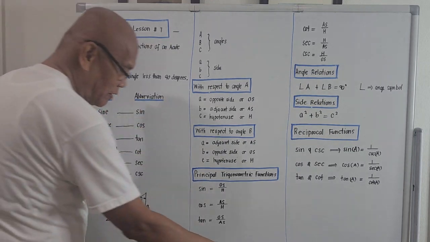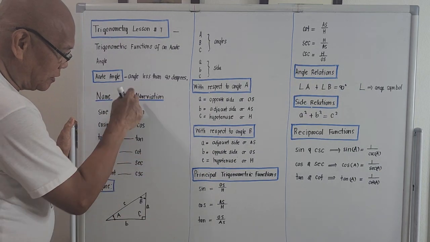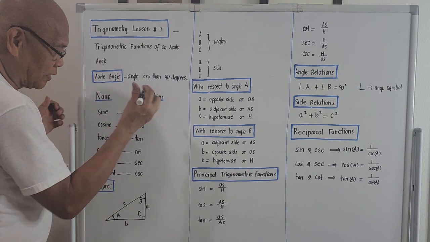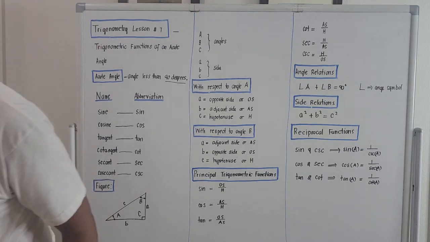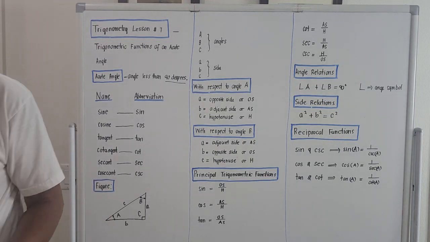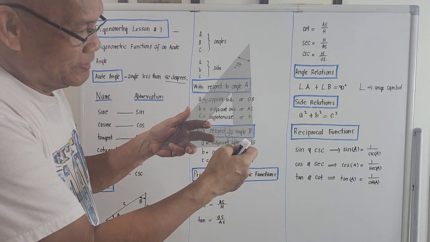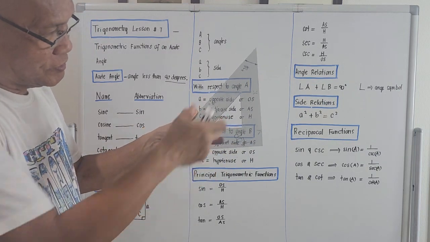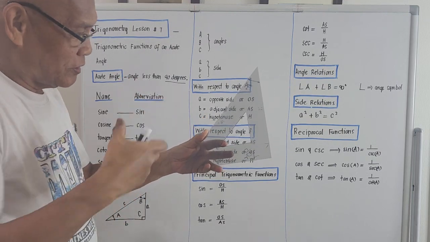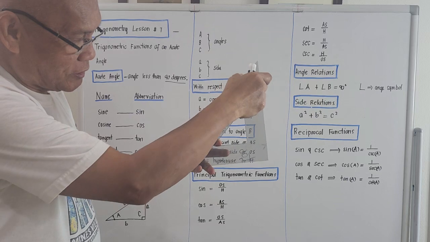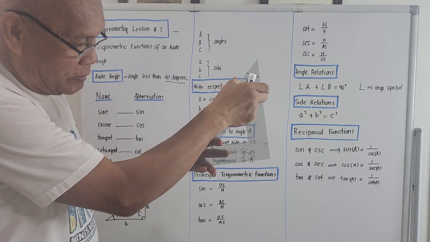Okay, let's try to define what an acute angle is. The simplest definition is an angle whose value is less than 90 degrees. Less than 90 degrees. This is a 90 degree angle, okay? So considering this right triangle, this angle here is less than 90 degrees and this is 90 degrees. So the definitions here will only apply to this angle here and to this angle, and not to this angle.